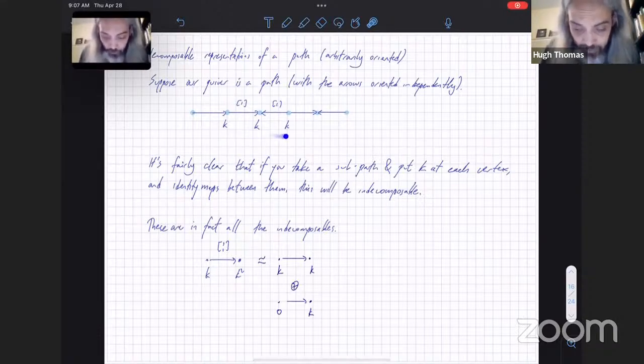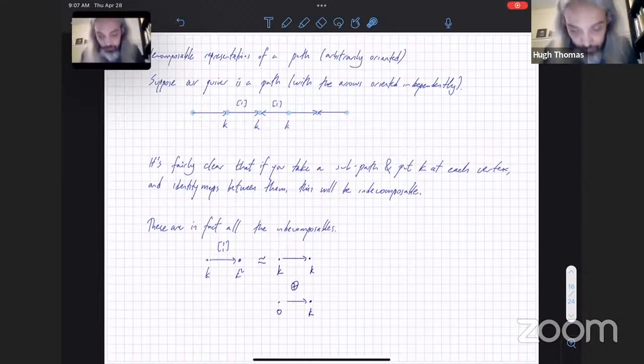So these guys are indecomposable, and in fact, they're all the indecomposable representations. But that's a very special feature of the path. In general, the representations of a quiver can be much more complicated. I'm not going to talk about that today. Okay, so here I just give an example of some other representation, and we see it decomposing as a direct sum of 2 indecomposables of this type.